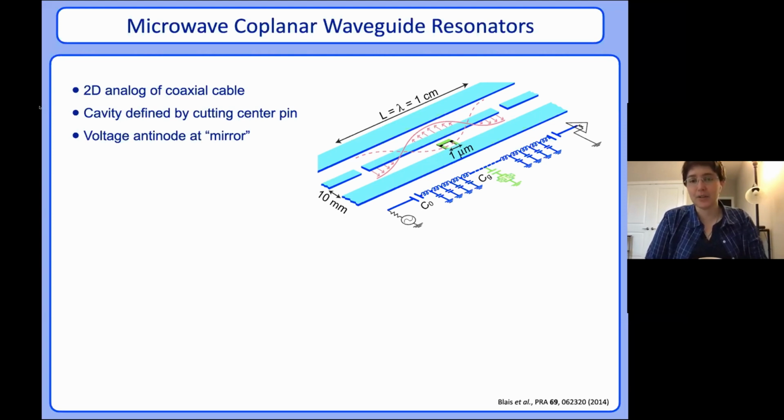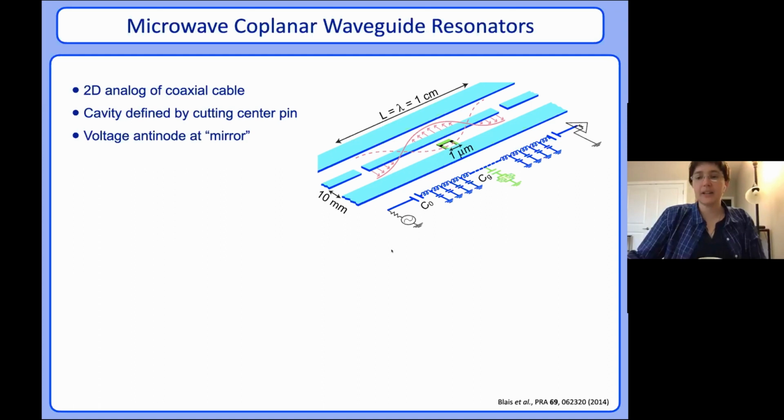And this is a schematic of our favorite one. It's the coplanar waveguide resonator. And so what you should think of this as is a two-dimensional analog of a coaxial cable. So there's a central conductor and then two ground planes on either side. And this forms a very high quality 1D waveguide for microwave photons. And then if you cut the center pin in two places, then you form an impedance mismatch, which acts like a mirror, and it bounces the microwave photons back and forth, and they follow the center pin, and it forms this very high quality one-dimensional cavity for microwave photons.